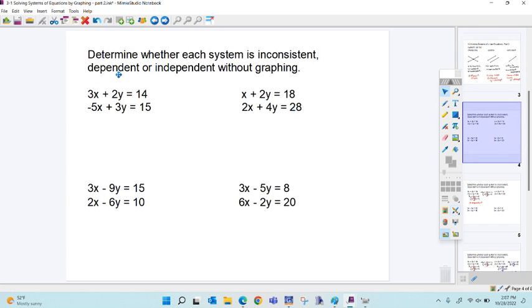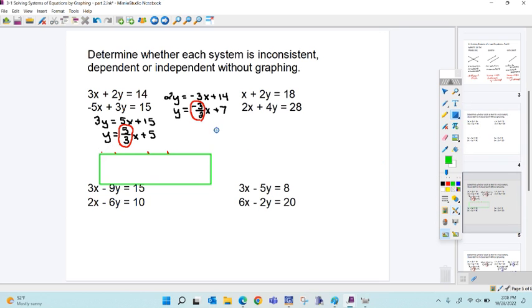This one you want to find out dependent, independent, or inconsistent without graphing. So solve each one for y. On this, if I solve it for y, in other words, you move over the 3x on the first one, and then divide by 2. And for the second one, you move over the 5x and divide by 3. Okay? So here's our solution.